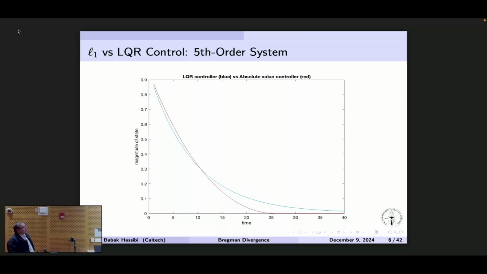This is for some fifth order system. The system doesn't matter. I'm here writing the magnitude, the 2 norm, if you will, of the state. The blue curve is what you get from LQR. It's a linear controller. When you have linear systems, everything decays exponentially. That's what happens. The L1 controller, the one that has the L1 on the state, at the beginning doesn't do as well, but it pushes the state absolutely to 0 after 25 steps. It wants something that's sparse.